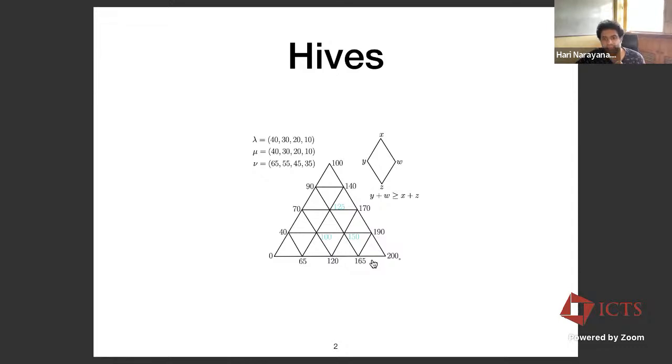But a hive is an extension of these boundary values to the interior in a way that all the rhombus inequalities are satisfied. Now, what are the rhombus inequalities? If you take any rhombus like this, X, Y, Z, W written in anti-clockwise direction, where X and Z are on the long diagonal and Y and W on the short diagonal, then the labels X plus Z have to be less or equal to the sum of the labels Y plus W. So this is a rhombus inequality.